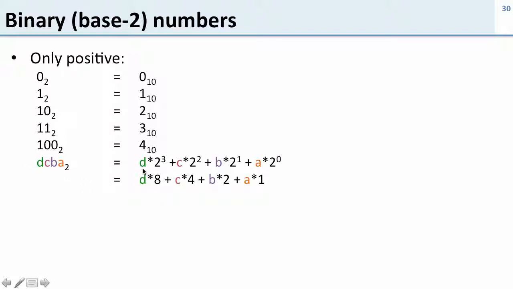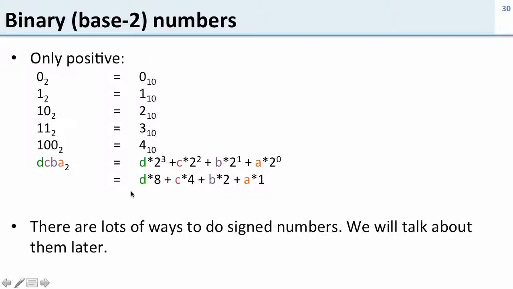And in general, you can look at this, it's the same way as we have with base 10, except it's the power of 2. So the first digit is the 1's place, the second is the 2's place, the third is the 4's place, and the fourth digit here is the 8's place. If this was base 10, you'd have the 1's, 10's, hundreds, and thousands place. So there are lots of ways to do numbers that are signed, that is positive or negative. Right now we're just going to talk about unsigned numbers or positive only numbers.